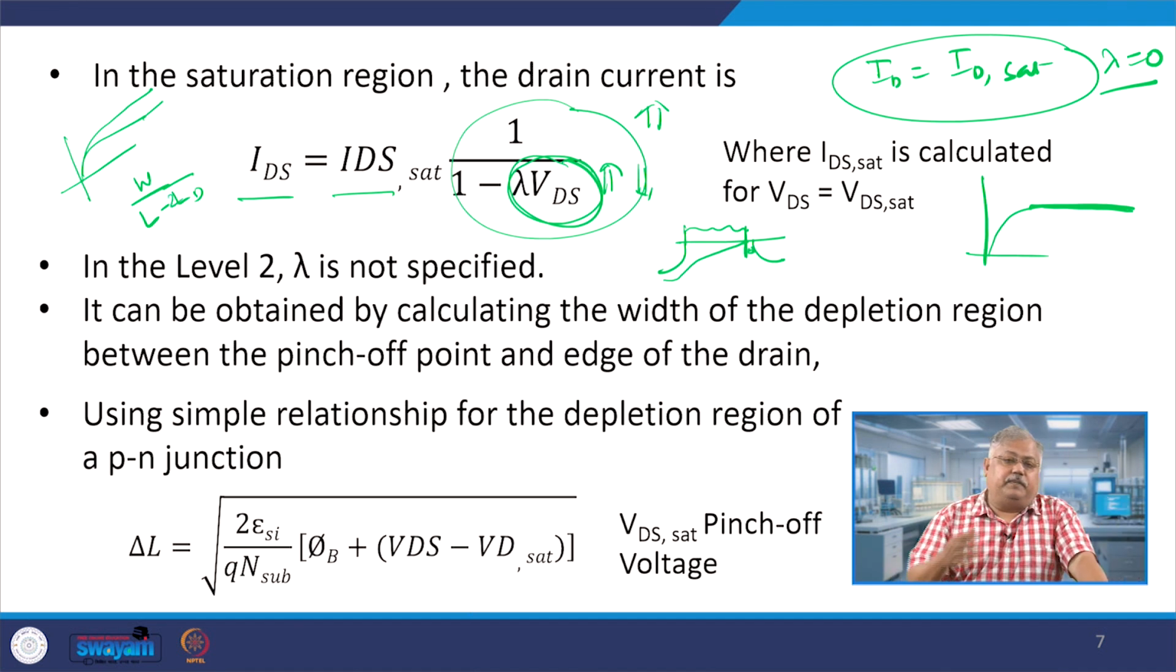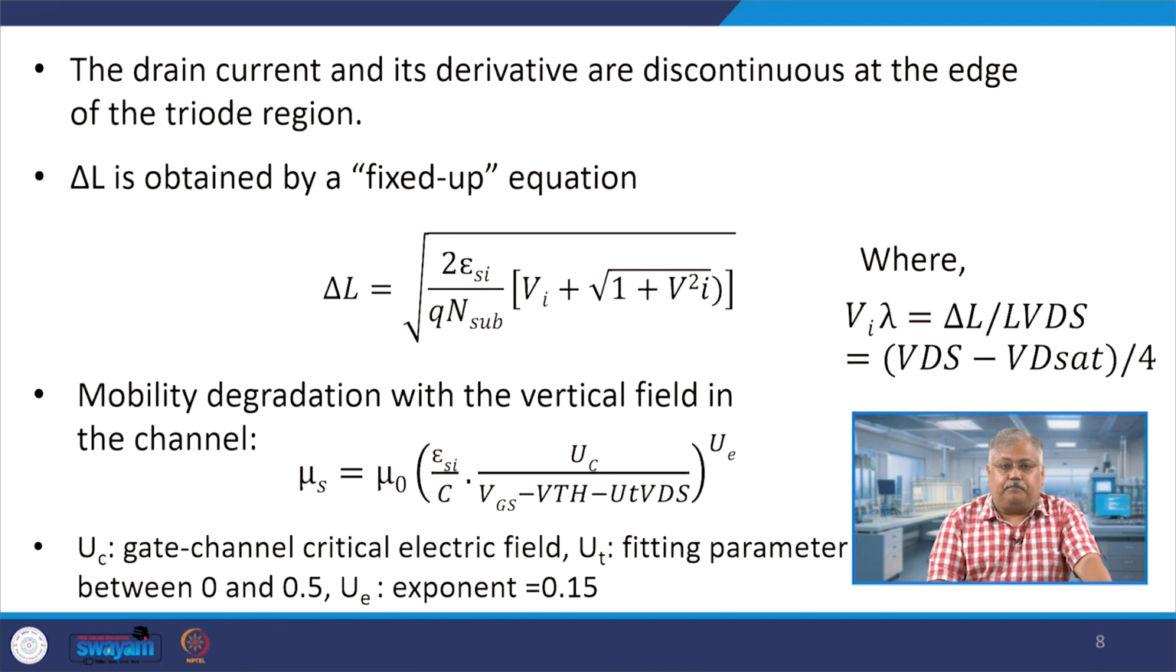Now, using a simple PN junction diode theory, I can show delta L to be equal to this quantity, where VDS sat is basically the pinch off voltage which we see. The model should be continuous across all the regions, right. So, we need to ensure that the absolute value of the drain current and its derivative both are continuous at the edge of the region, but it is not, right.